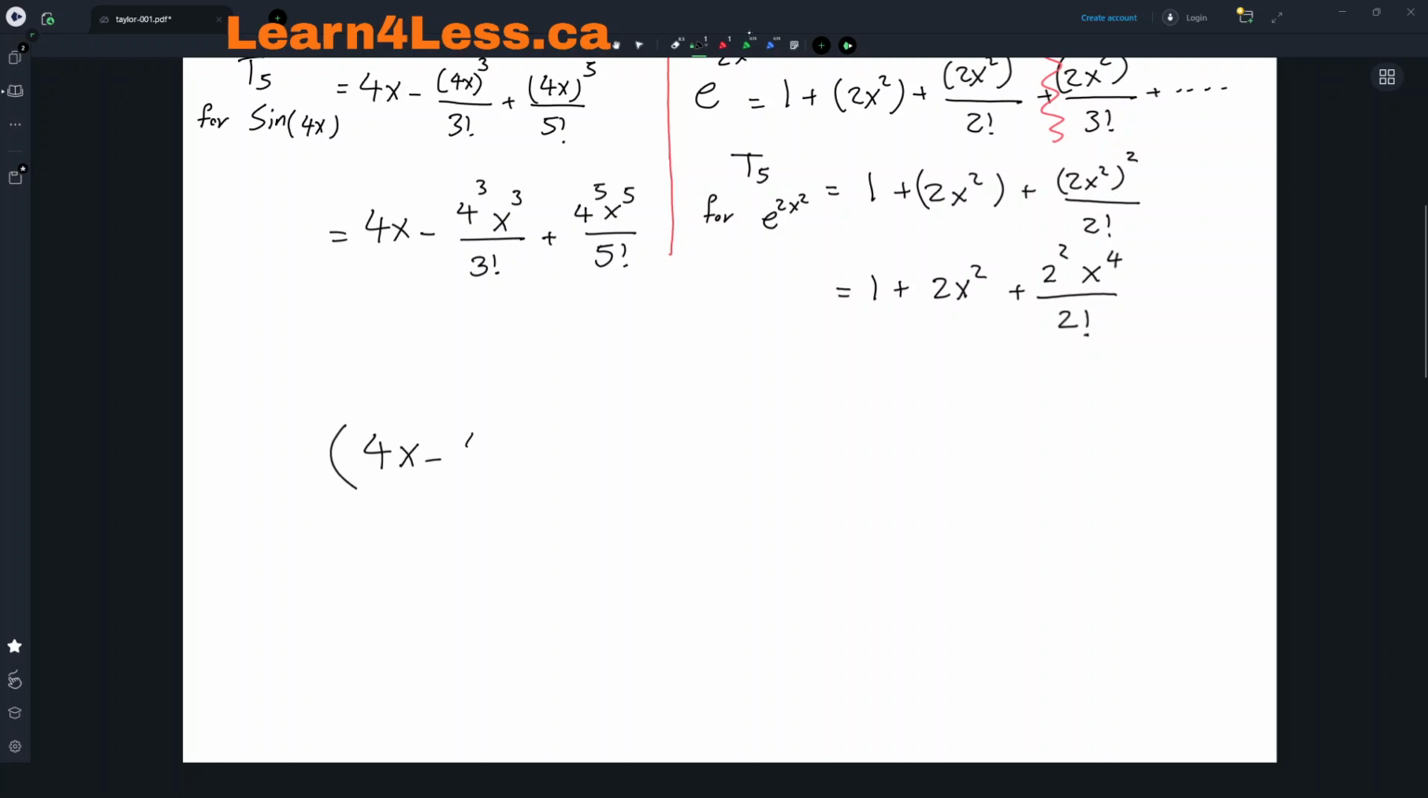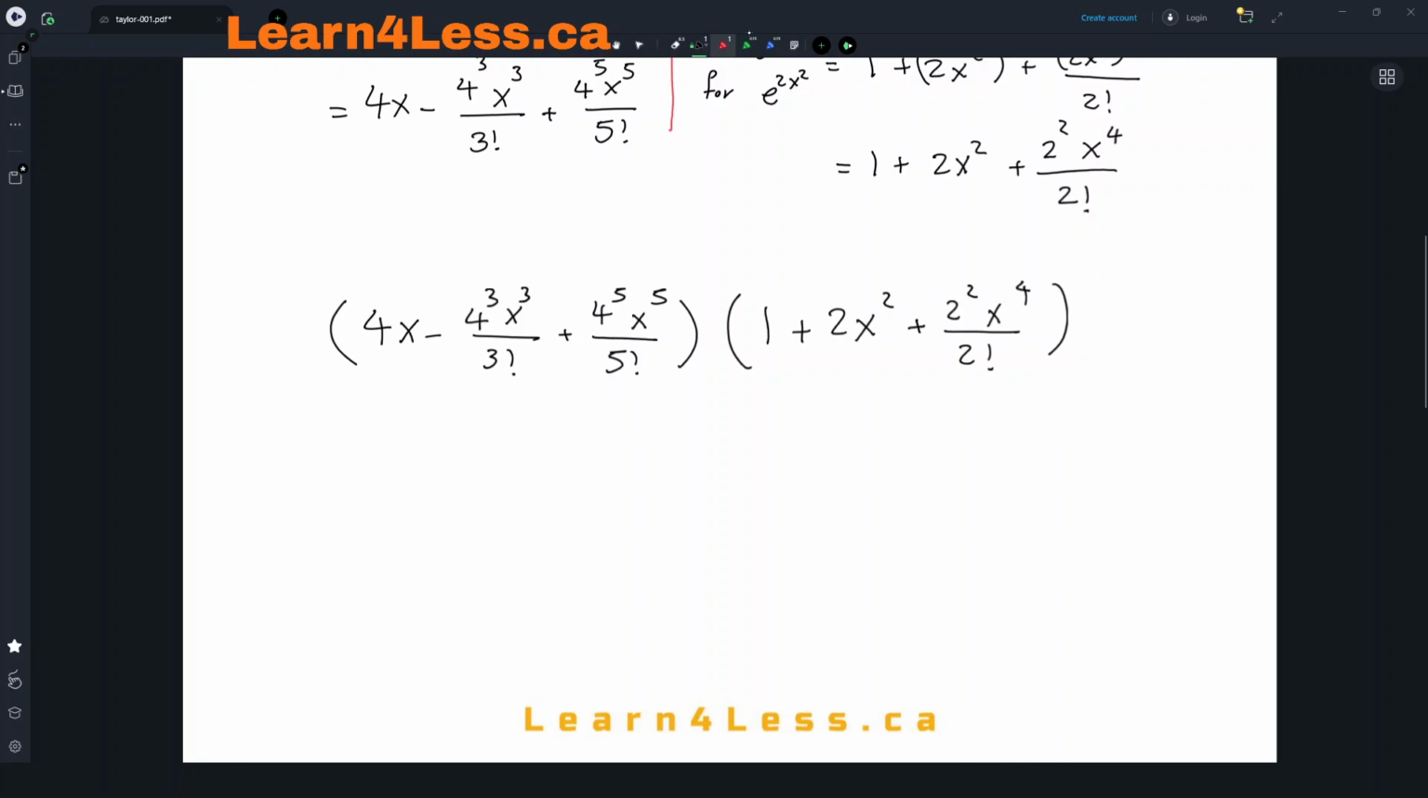4x minus 4 cubed x to the power of 3 over 3 factorial plus 4 to the power of 5 x to the power of 5 over 5 factorial. This is for sine of 4x. I multiply that by 1 plus 2x squared plus 2 squared x to the power of 4 over 2 factorial. Now we just FOIL these two. So this is for sine of 4x, and this is for e to the power of 2x squared.